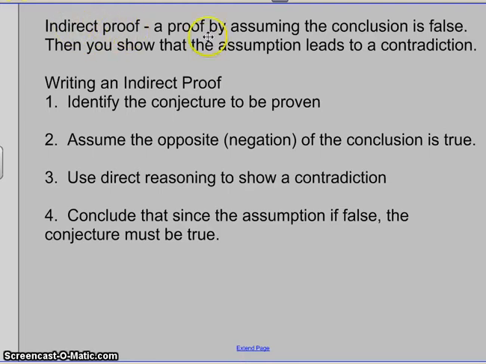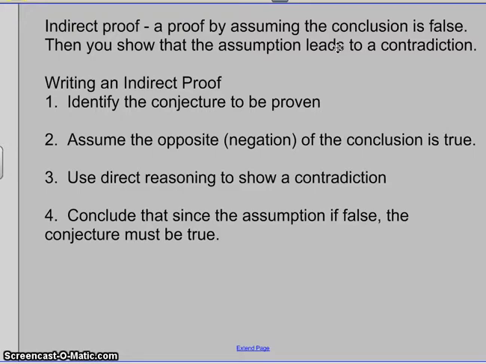And what is an indirect proof? It is a proof that by assuming the conclusion is false, then you show that the assumption leads to a contradiction. Therefore, the conclusion must be true.